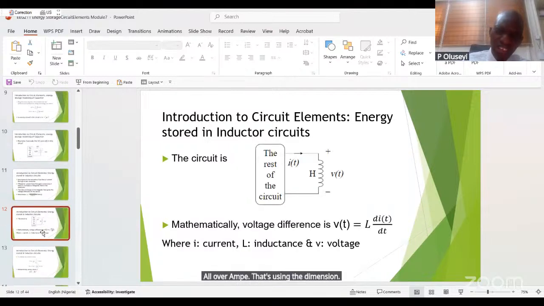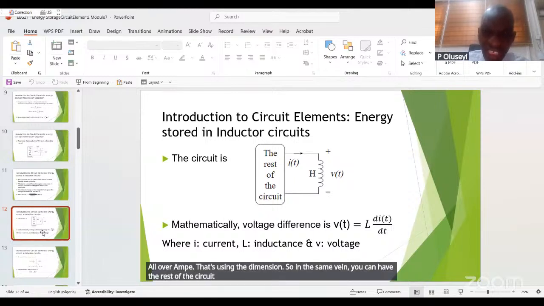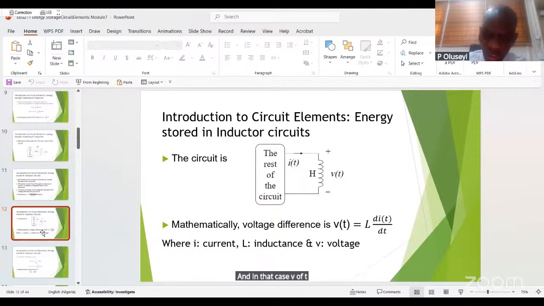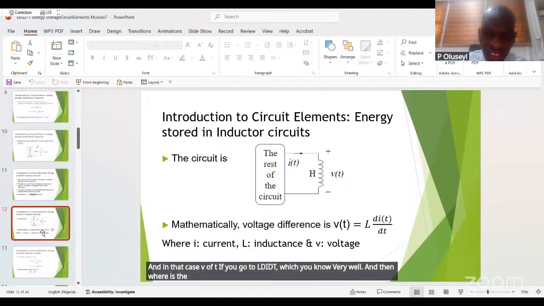So in the same vein, you can have the rest of the circuit, and you have the inductor connected in this fashion. And in that case, V of t will be equal to L di/dt, which you know very well, where I is the current flow, L is the inductance, and V is the voltage.